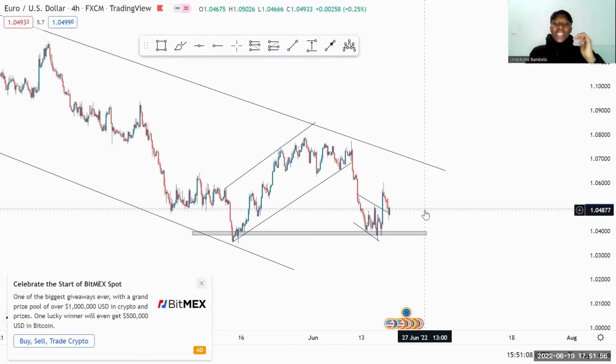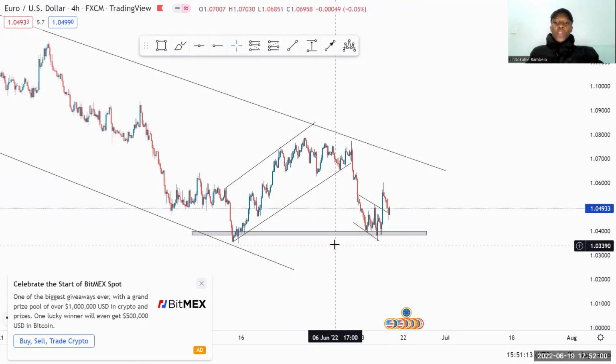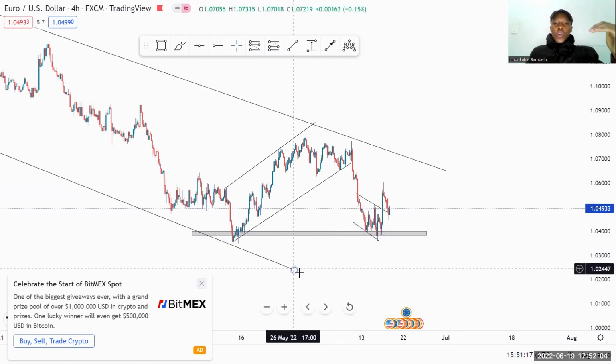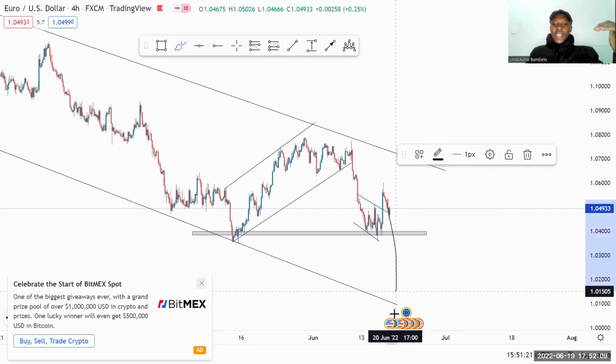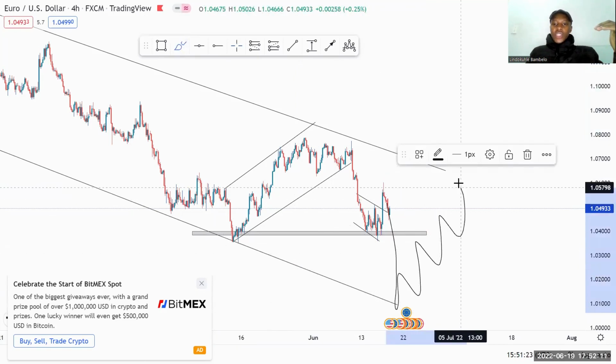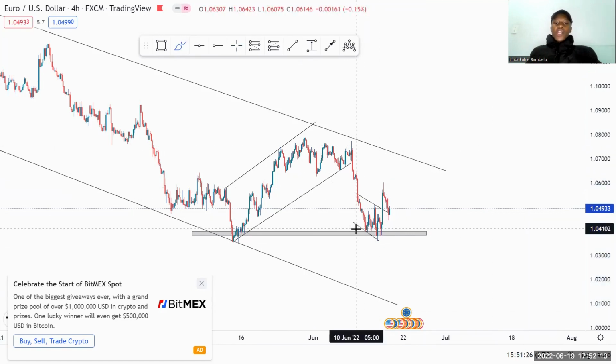But that does not mean that the market did not stand better chances of breaking below this gray support level in order to continue going to the downside and possibly giving us another touch here before actually correcting to the upside, right? So I had this pattern. So this is more like a reversal pattern.